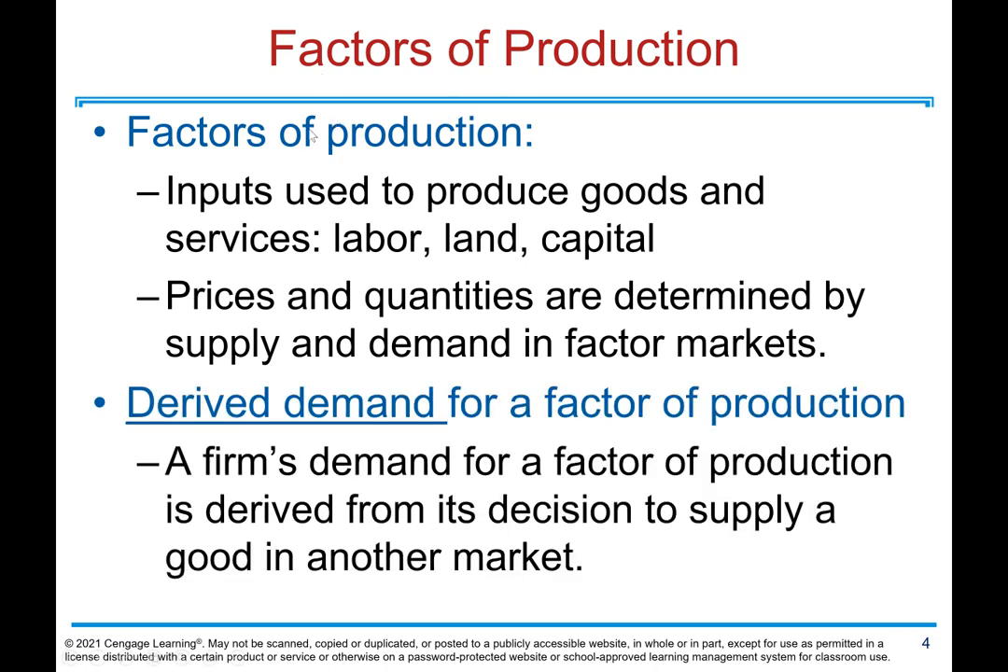Factors of production. These are inputs used to produce goods and services, that is, labor, land, and capital. Prices and quantities are determined by supply and demand in factor markets. Derived demand: a firm's demand for a factor of production is derived from its decision to supply a good in another market.